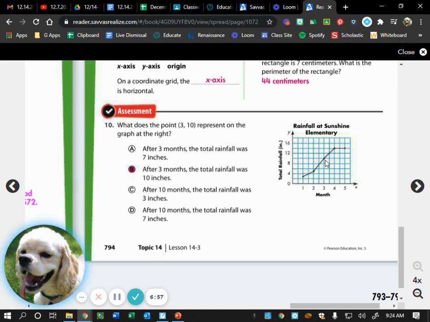Yeah, because in (3, 10), the 3 is on the x-axis, so that's how many months, and the 10 is on the y-axis, which represents total rainfall in inches. So after 3 months, the total rainfall was 10 inches. Questions on number 10? How do we feel about the second page of our homework? Show me in your hand.